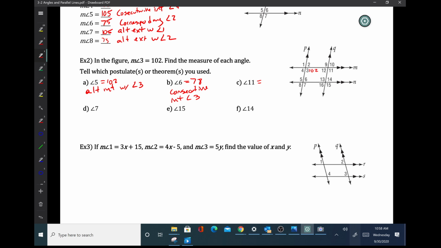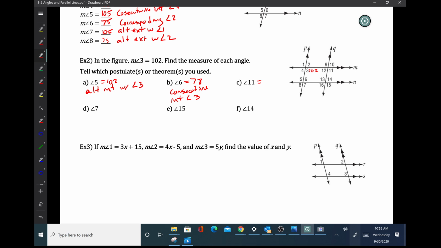Hold up. Okay, look at 3 and 11. What is their relationship? They have a relationship. If you turn your paper sideways, it might be easier to see. Oh, it's alternate exterior. Okay, alternate exterior.